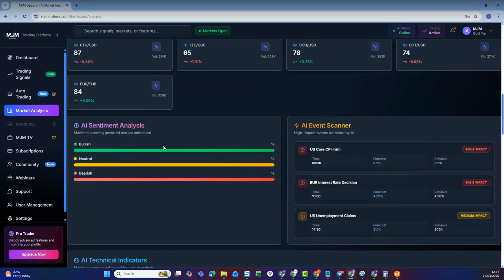Now the next thing we have here is the AI sentiment analysis. This talks about the ability of the AI to study the market sentiment.